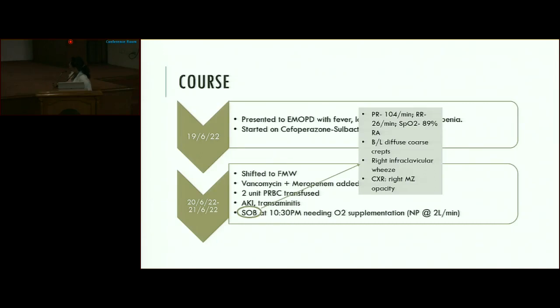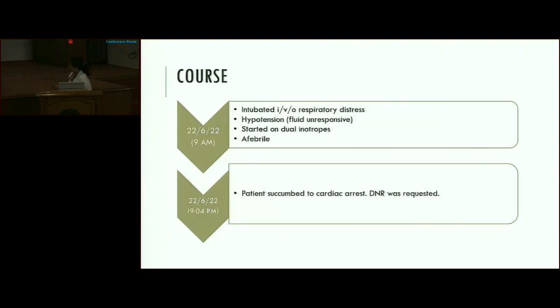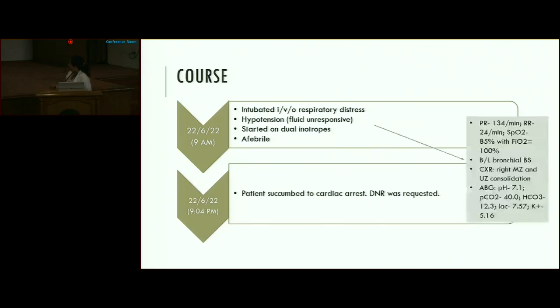Examination showed bilateral diffuse coarse crepts and a right infraclavicular wheeze, and an X-ray done at that point showed right middle zone opacity. The next day in the morning, she had to be intubated in view of progressive respiratory distress. She developed hypotension, which was fluid unresponsive, and had to be started on dual inotropes. However, she was afebrile throughout the day. An ABG done at this point showed severe acidosis, metabolic plus respiratory with a lactic acid of 7.57. A repeat X-ray showed right upper and middle zone consolidation, and she was hypoxic even with an FiO2 of 100%.